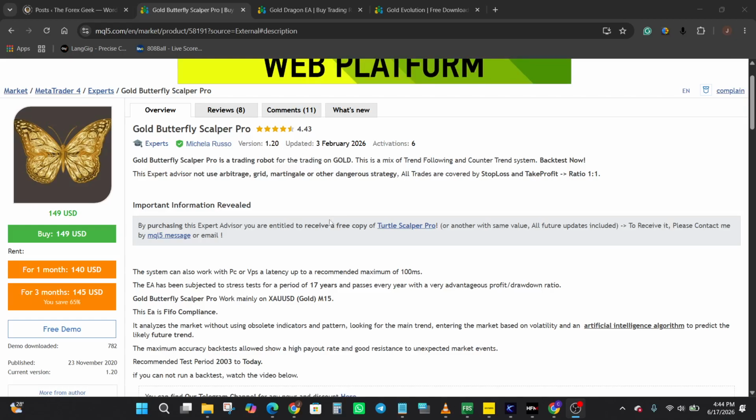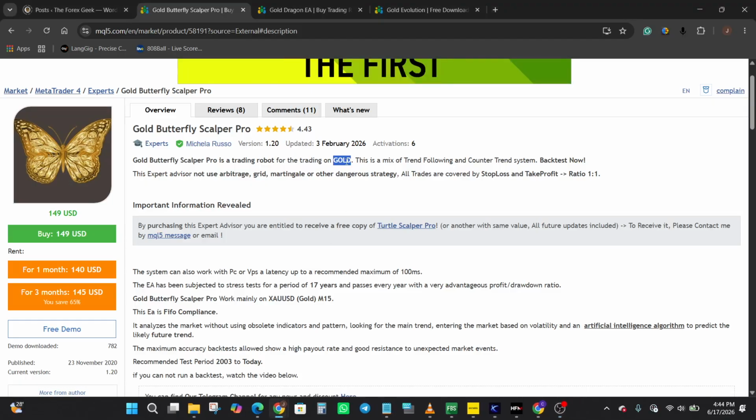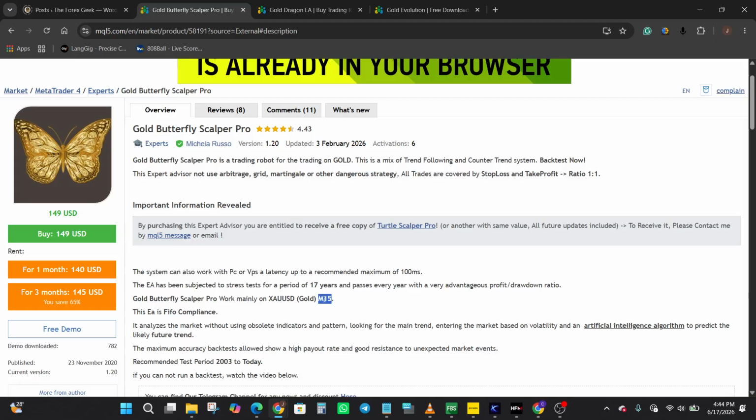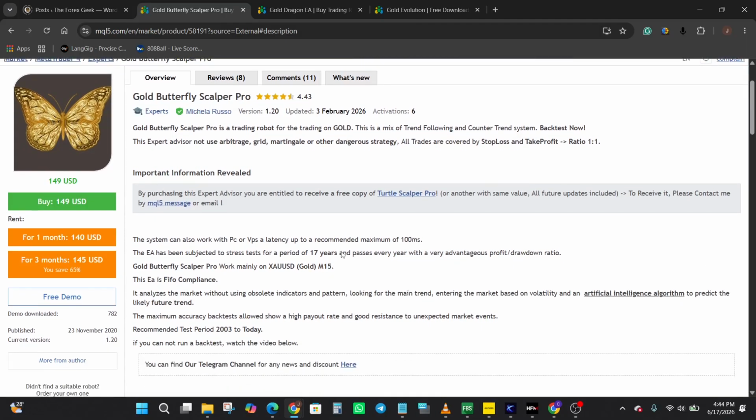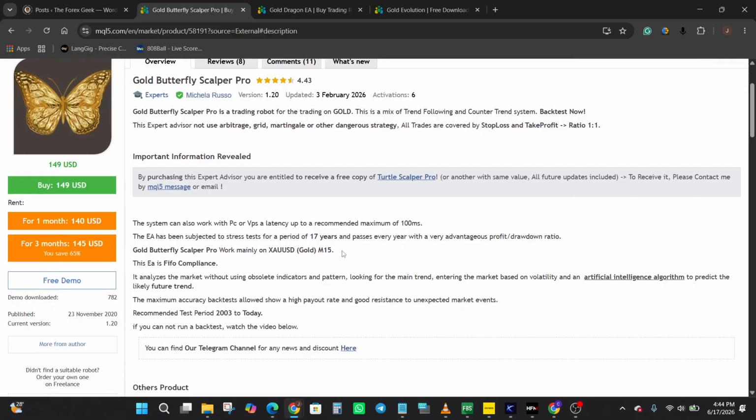The developer describes it as a trading robot designed specifically for XAUUSD or gold on the M15 time frame. According to the description, the EA combines both trend following and counter trend approaches. The developer also states that it does not use arbitrage, grid trading, martingale, or similar high risk methods. Every trade is protected with both a stop loss and take profit using a stated 1-to-1 ratio.